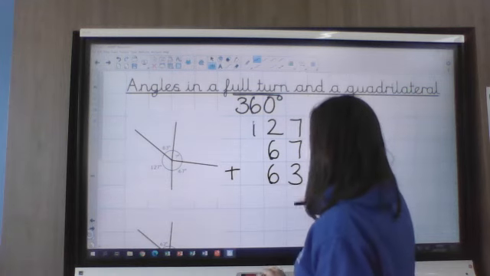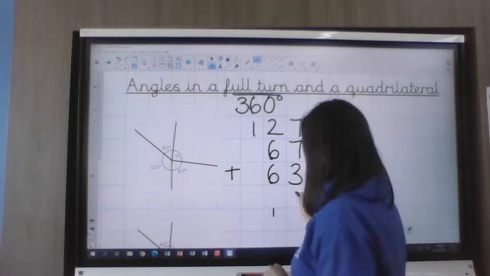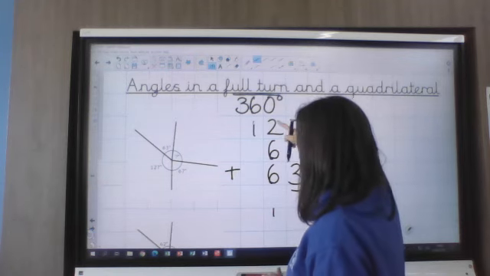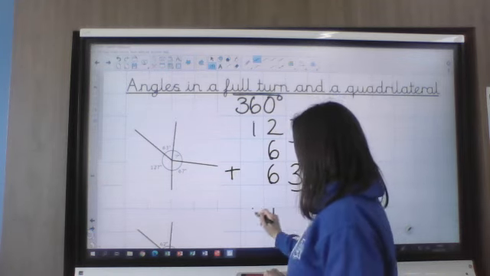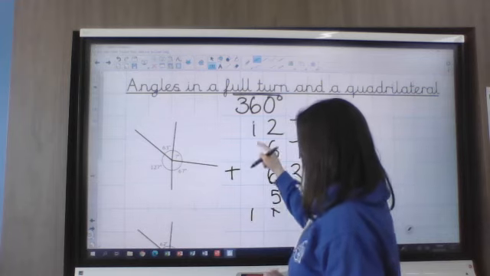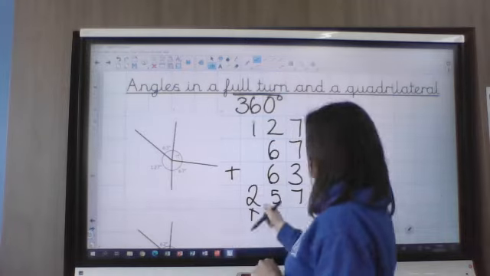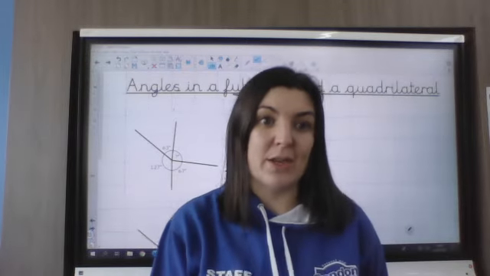So I've got 7 and 7 is 14, add 3 is 17. Okay, 6 add 6 is 12, plus 2 is 14, plus 1 is 15, and then 1 add 1 is 2. So all of those angles there add up to 257 degrees.